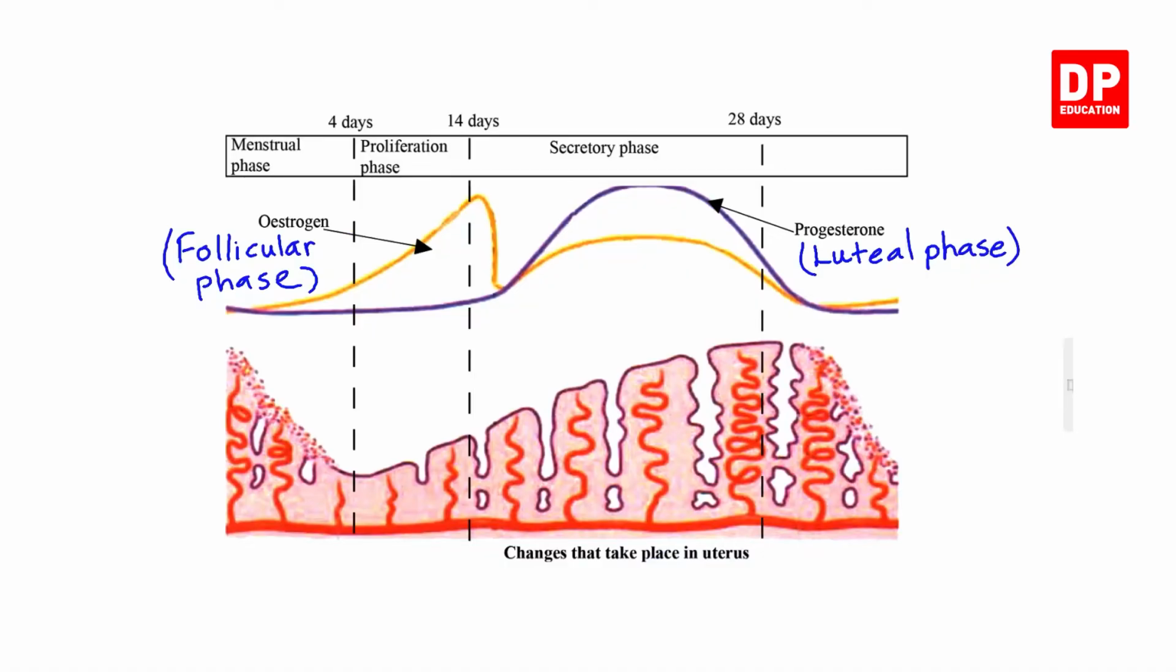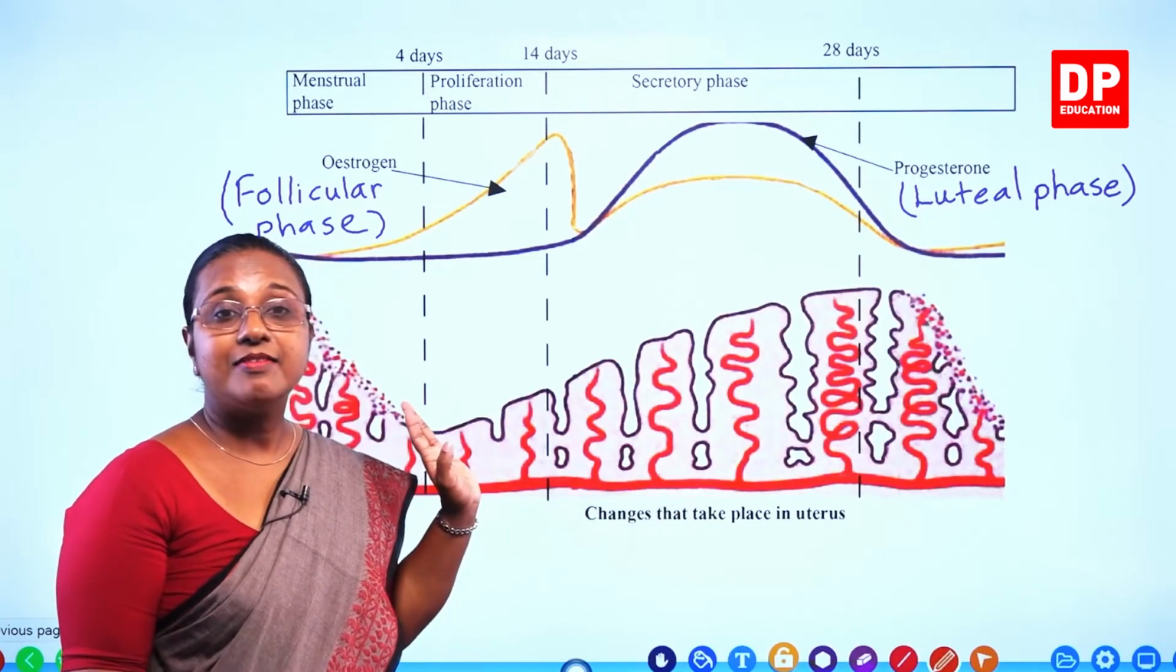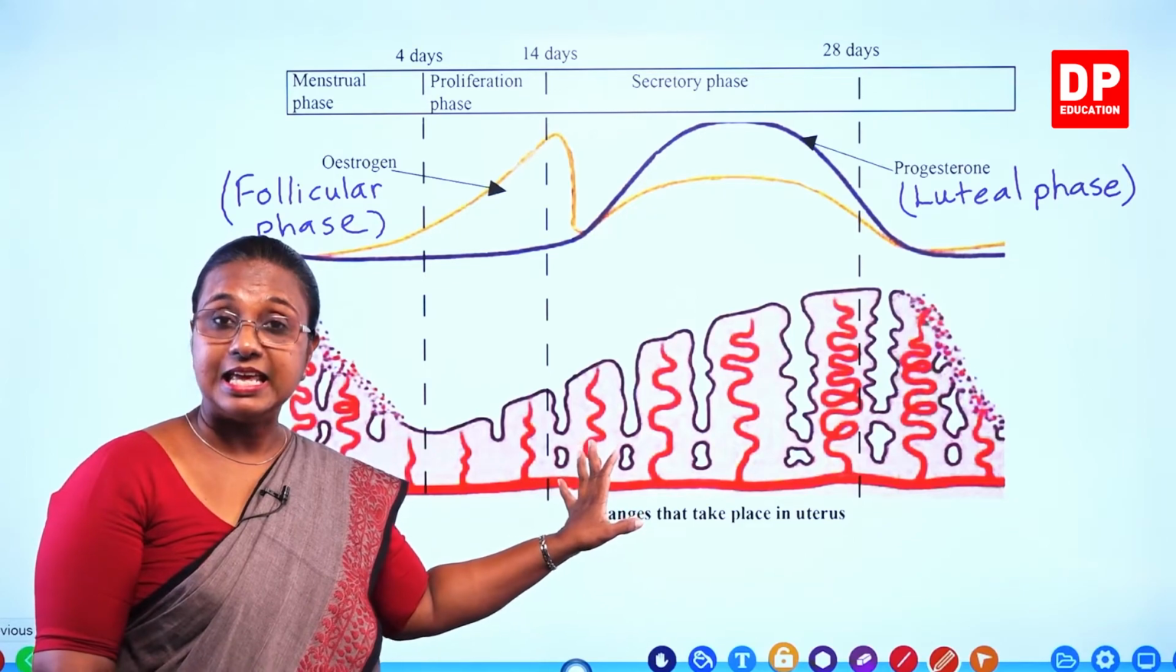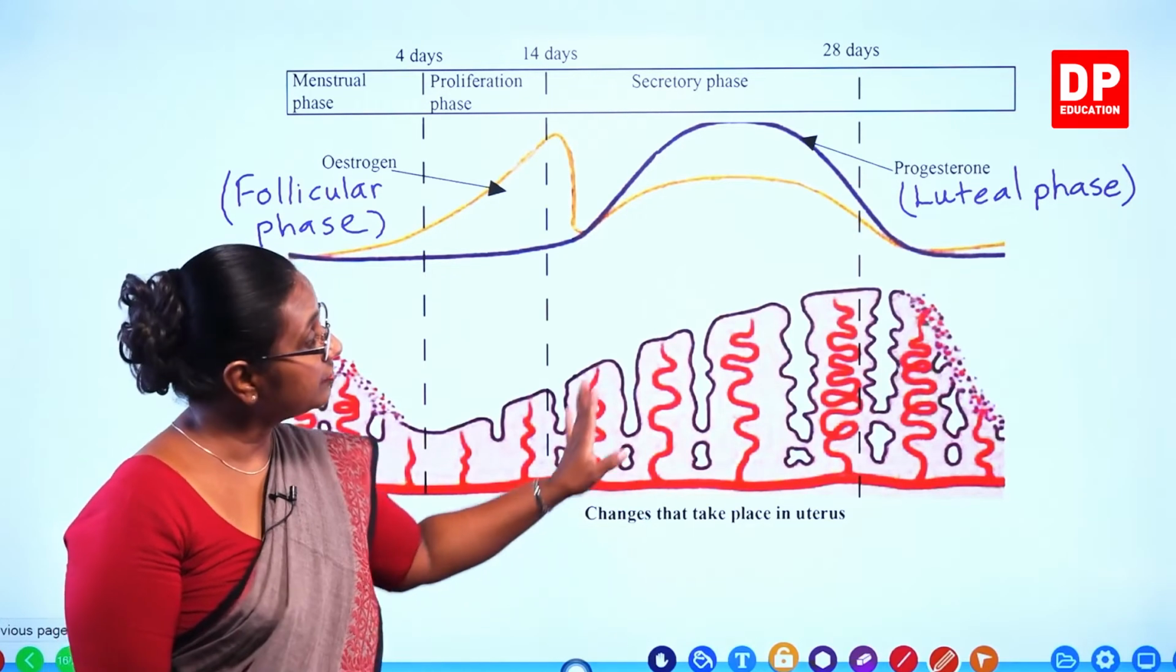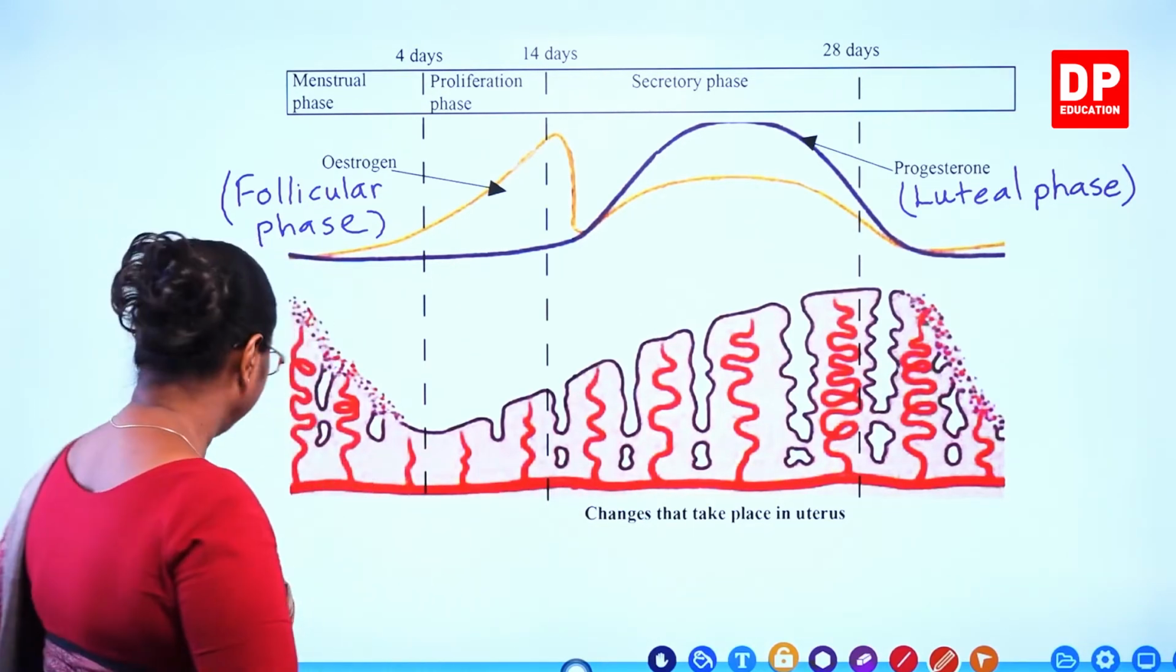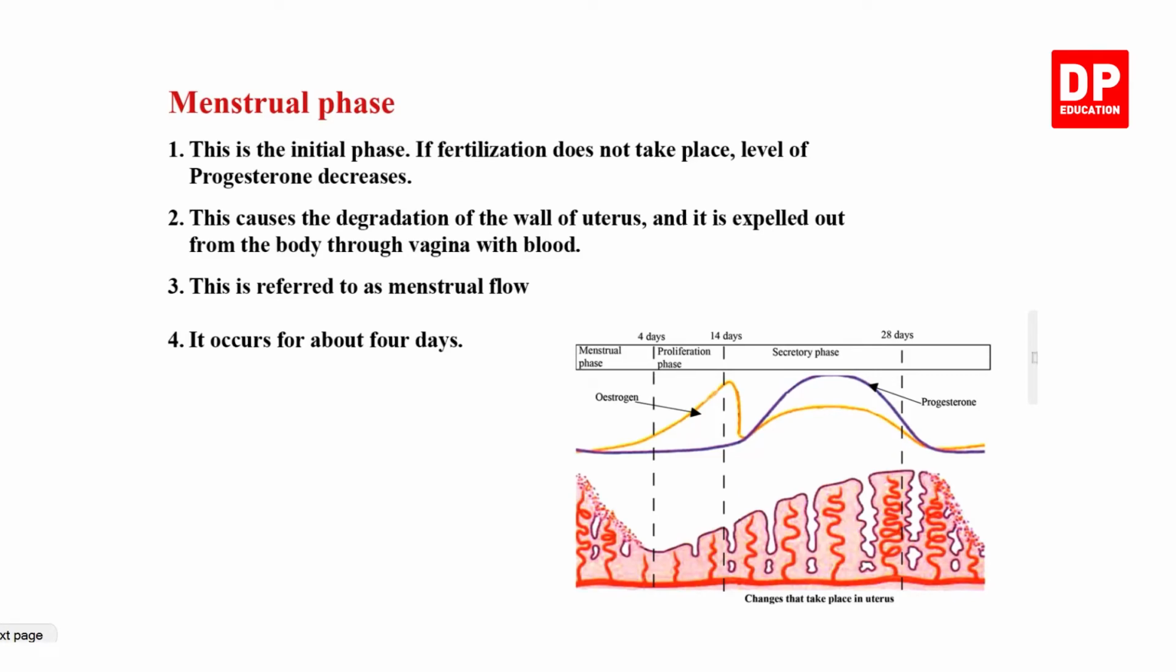So not only these changes, there is a change in the temperature of a female body as well during this process. So now I have explained the three phases that take place inside the uterus. We will discuss them one by one. The first phase, menstrual phase. This is the initial phase.